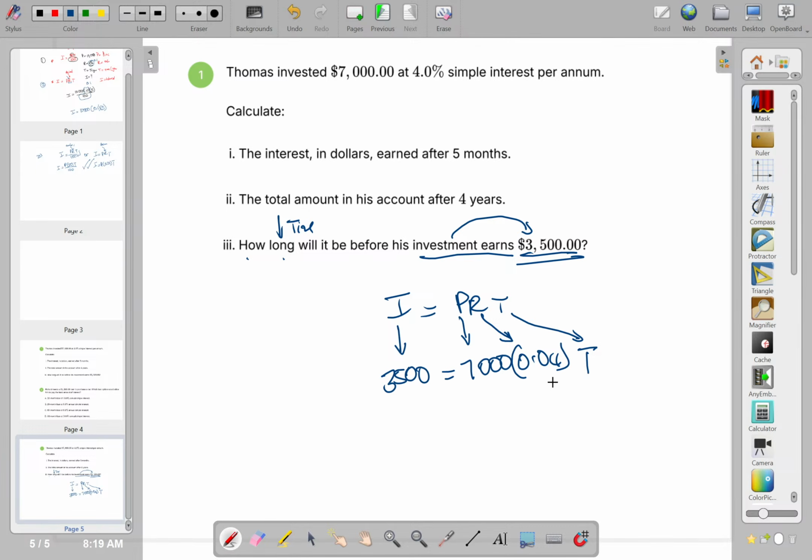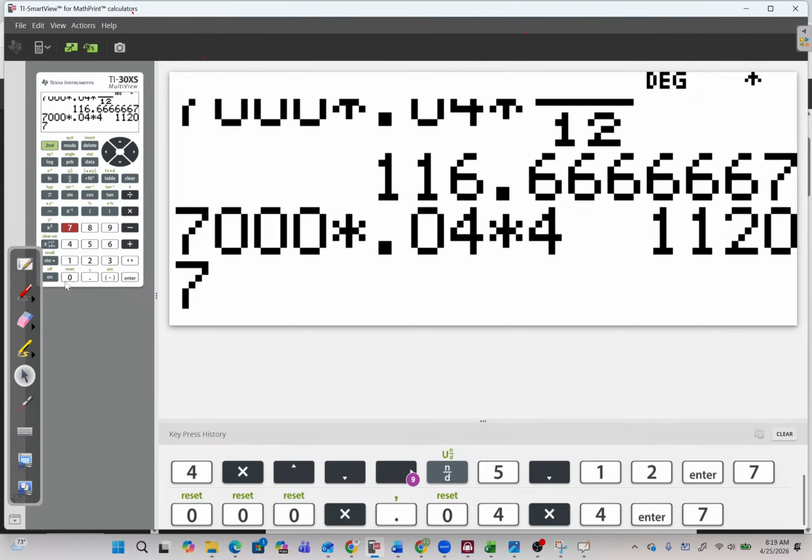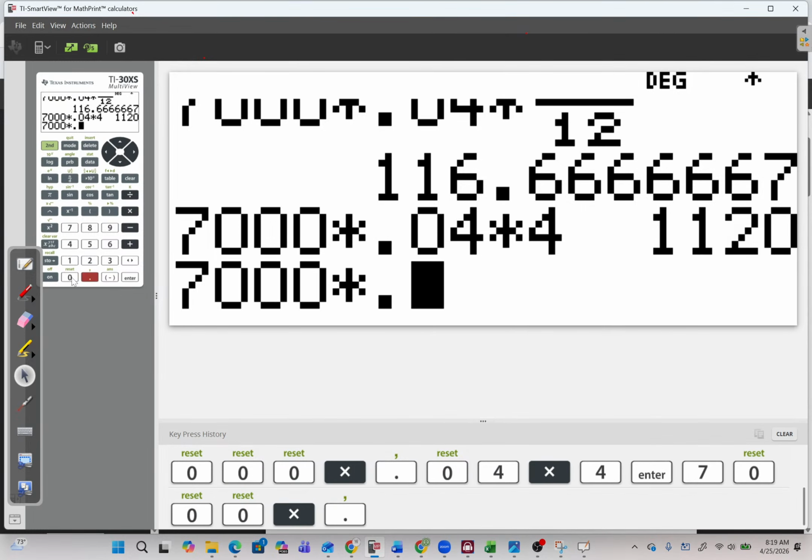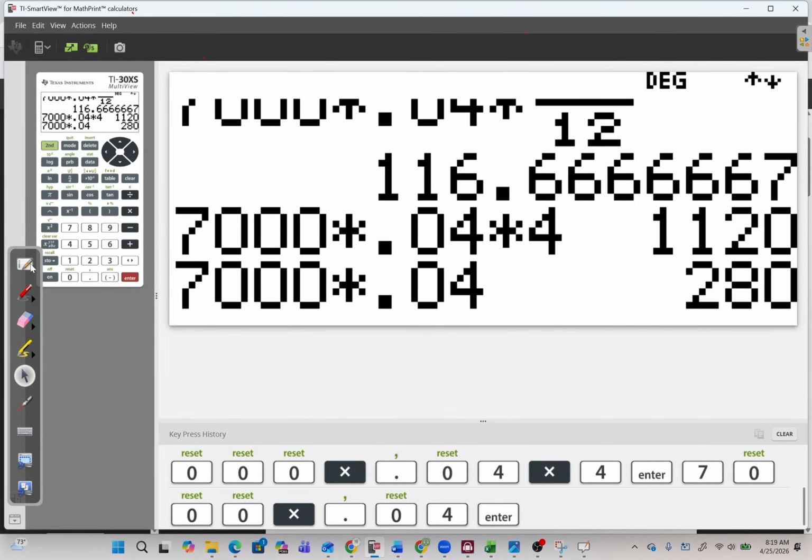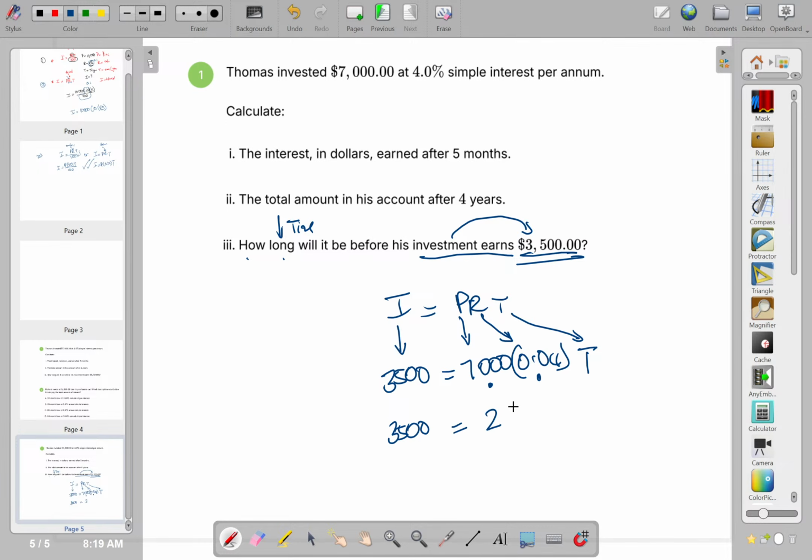Okay? Now this is going to set up for an equation if you think about it. Yeah? So then now 3,500. If you see a number and it's doing something with another number, please go and find out what that is going to give you first. Right? So 7,000 times 0.04 gives me 280. Yeah? So 280 times t.